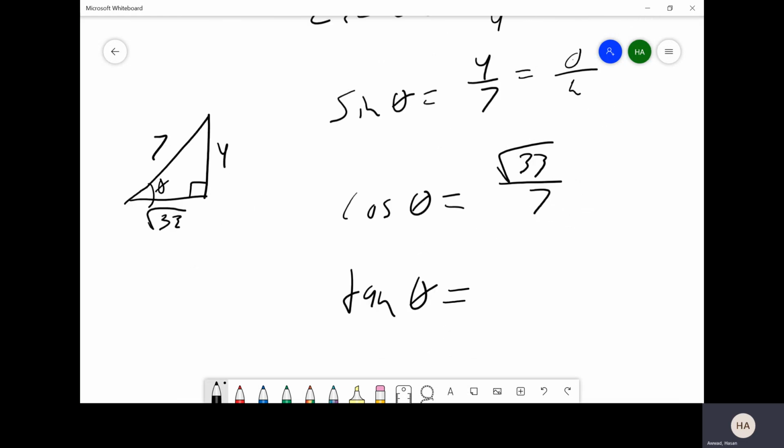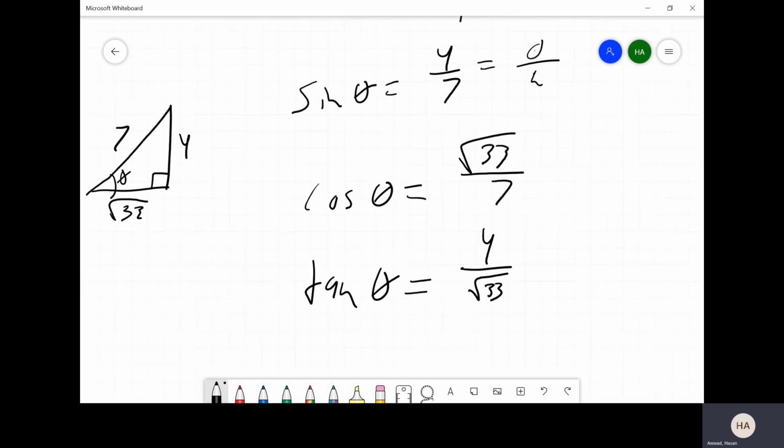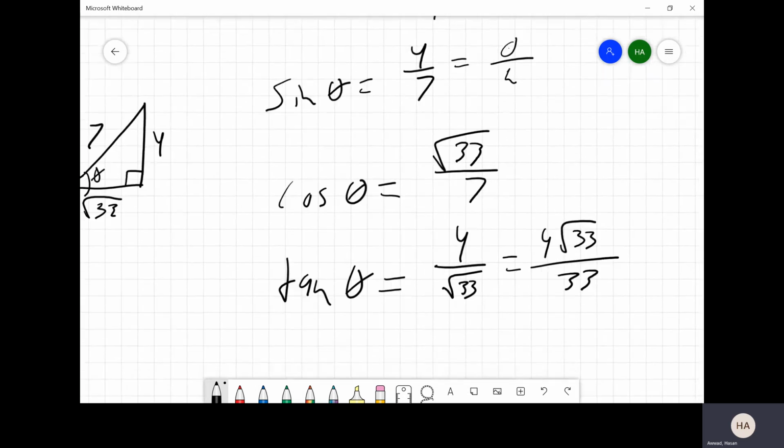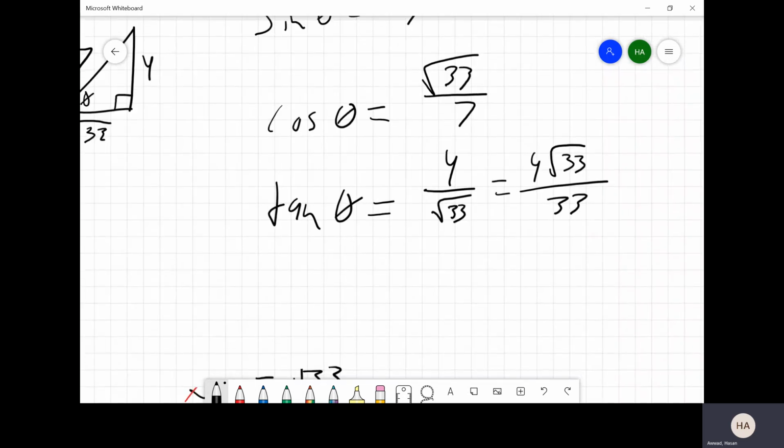For tangent of theta, this should be opposite over adjacent, so 4 over square root of 33. And for square root of 33, again, we do like to rationalize. So what do we do? We multiply top and bottom by square root of 33, and that should give us 4 square root of 33 over 33. So we have now found four in total. We have cosecant, sine, cosine, and tangent. Let's find the last two.